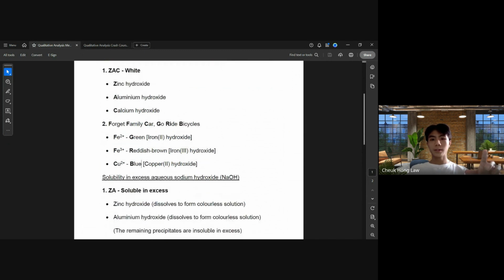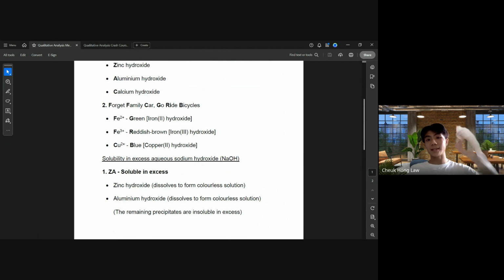hydroxide. Now the next step is to add excess sodium hydroxide. So you add more than usual, you don't add just a few drops. And then you look out for the solubility of the precipitate.